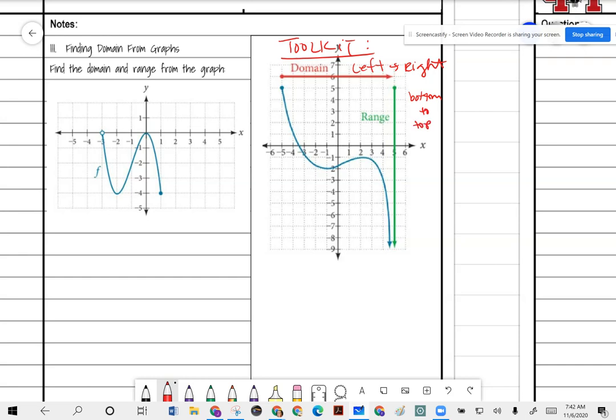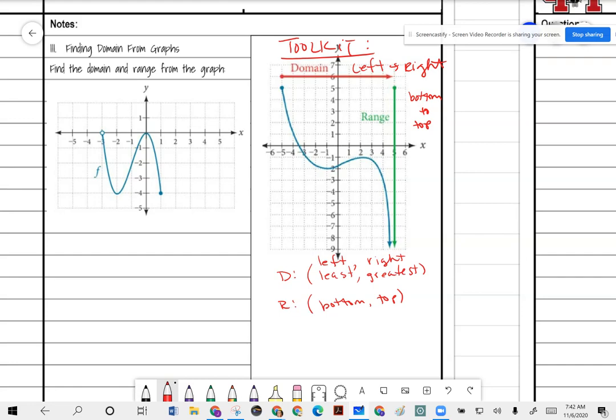The reason being is because when you put your domain, you always go least to greatest. So when you do least to greatest, that's going to give you the numbers that are on the left, and then this will be the numbers that are on the right. And so similarly with range, it's least to greatest, so it's the bottom and then it's the top.